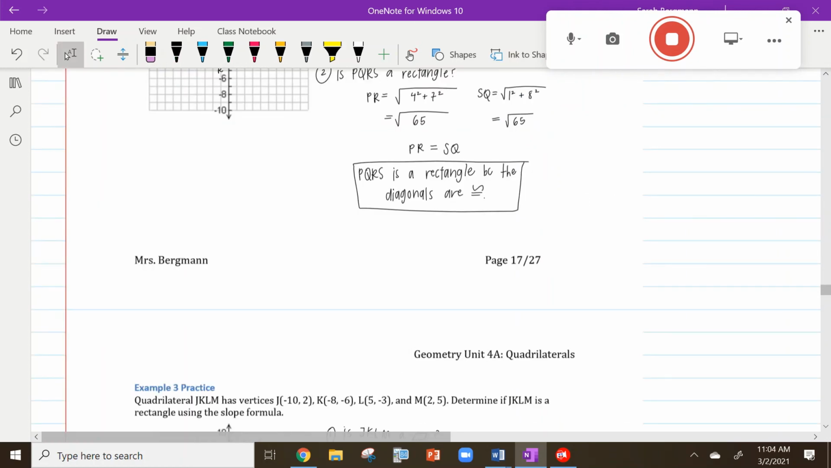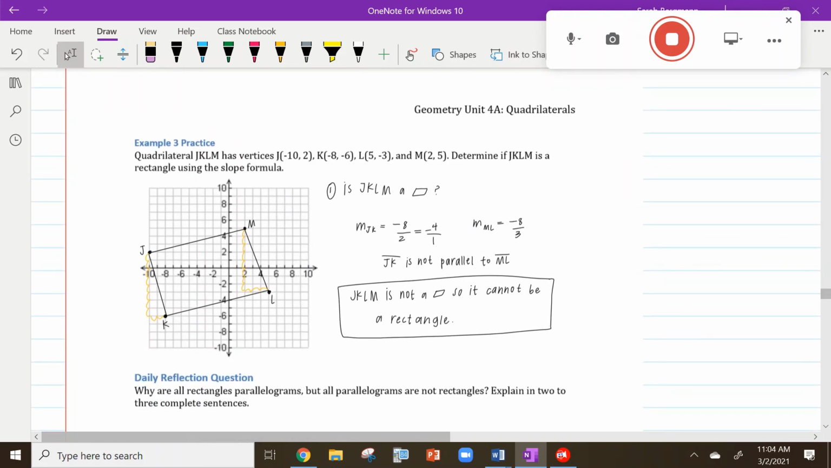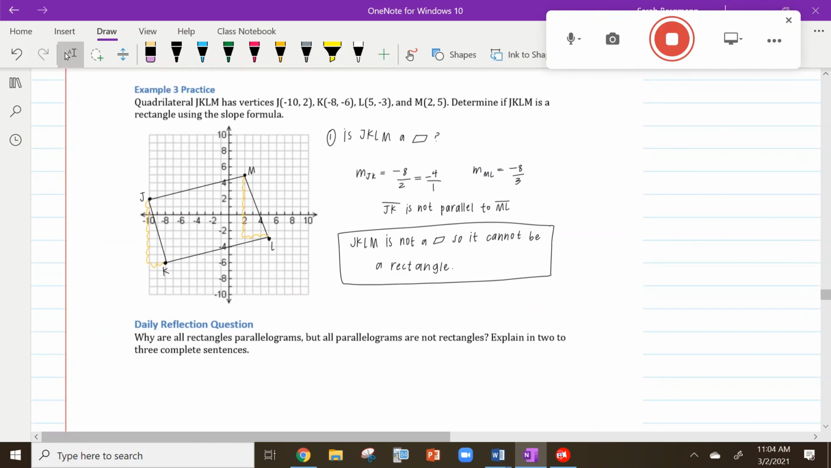Okay, on the next page, there's a practice problem for you to complete. Here's the correct answer. Remember, you always have to check whether it's a parallelogram first. It's not, so we can't even say whether it's a rectangle or not.